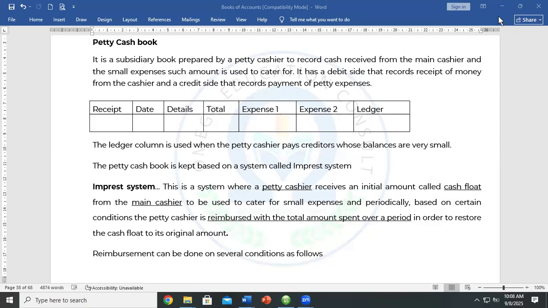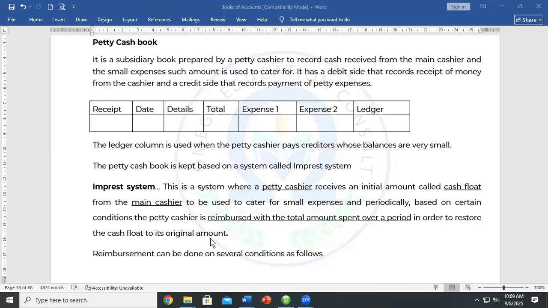So let me read it. This is a system where a petty cashier receives an initial amount called cash float from the main cashier to be used to cater for small expenses. And periodically, based on certain conditions, the petty cashier is reimbursed with the total amount spent over the period in order to restore the cash float to its original amount.